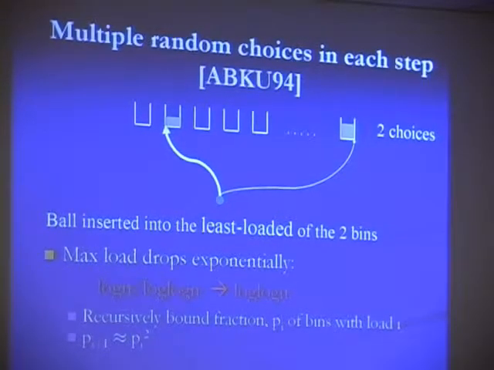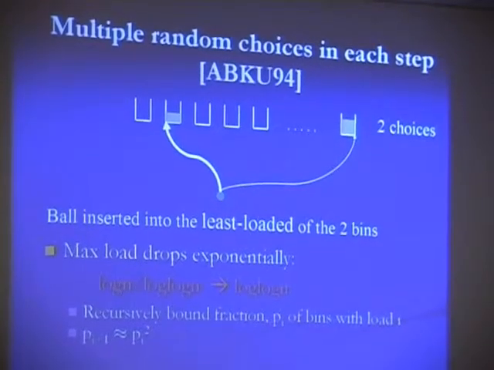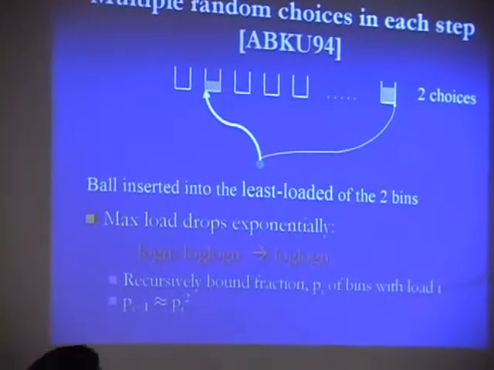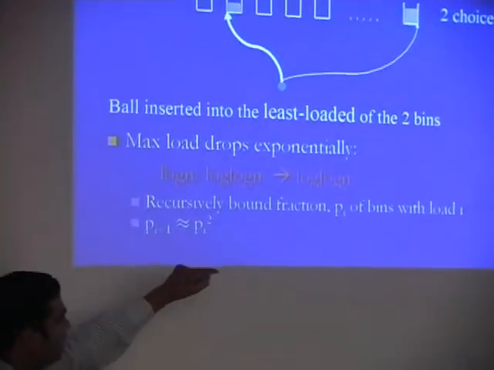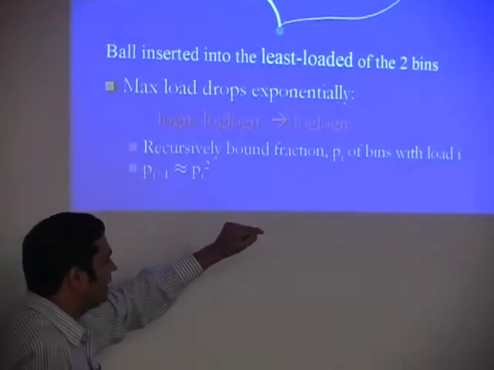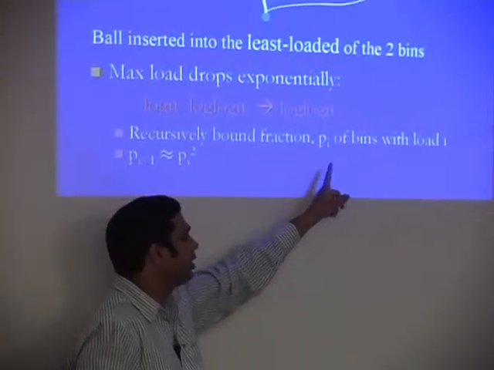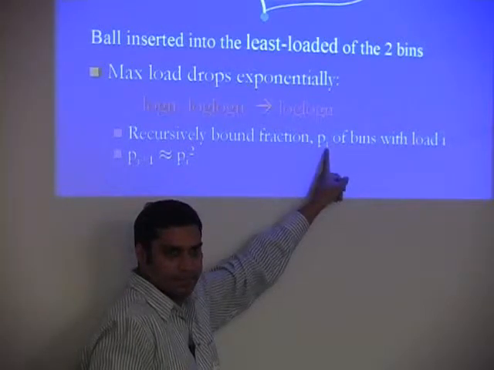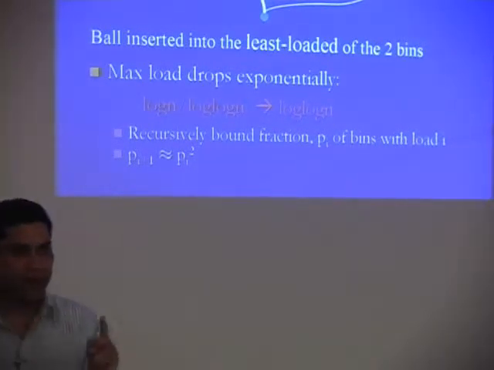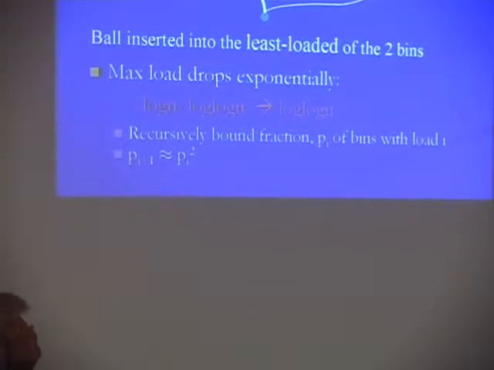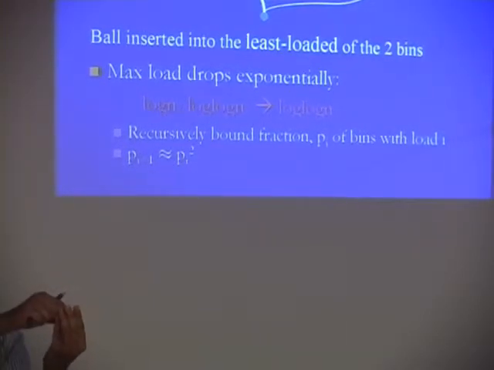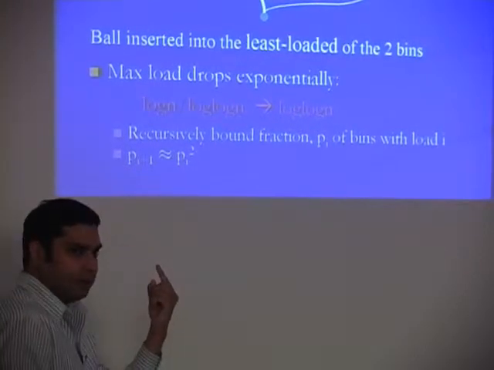Now let's try to understand why you get this exponential improvement. Why is it that just by taking two bins and putting the ball in the smaller of the two, you get an exponential improvement? One would think that you would get a quadratic improvement or something like that. Why is it exponential? And the reason is as follows. Let's try to recursively compute the fraction of bins with a certain load I. Let's call that Pi. Now, how can you ever get a bin with load I plus 1 when you're choosing these two bins and putting the ball into the smaller of the two? The only way you can get a bin with load I plus 1 is if both the bins that you chose have load at least I.